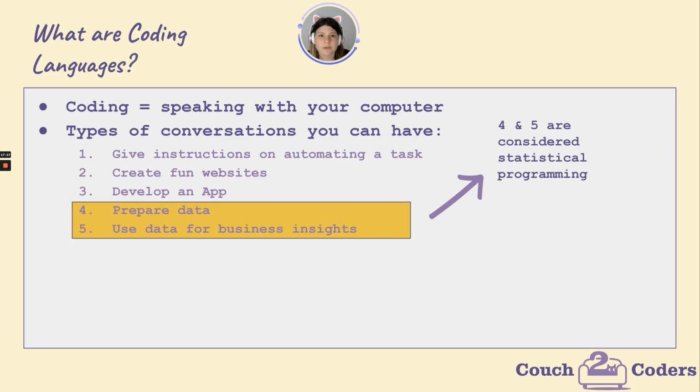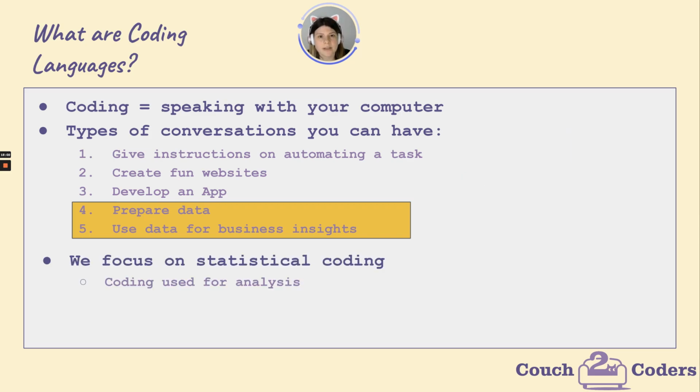So what we'll be learning here at Couch to Coders, we're going to zero in on number 4 and 5, preparing your data and using the data for business insights. So in a career in data analytics, really what you're doing is what I call statistical computer programming. My husband will say, oh, my wife, she is a computer coder. And people think that I am hacking into things and doing stuff with cryptocurrency. No, not really. I probably could do that if I invested the time. But what I really do is prepare data sets and analyze them and see what I can use from this to help the business be more successful. So what we'll focus on here at Couch to Coders is really the statistical coding, which is coding used for analysis.